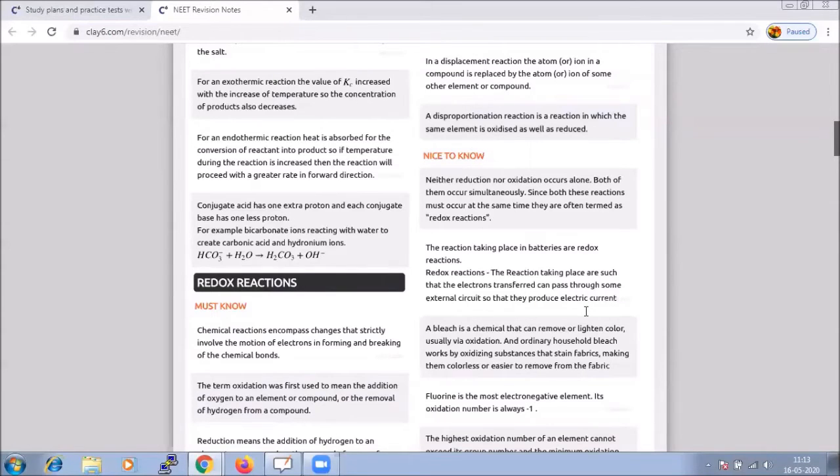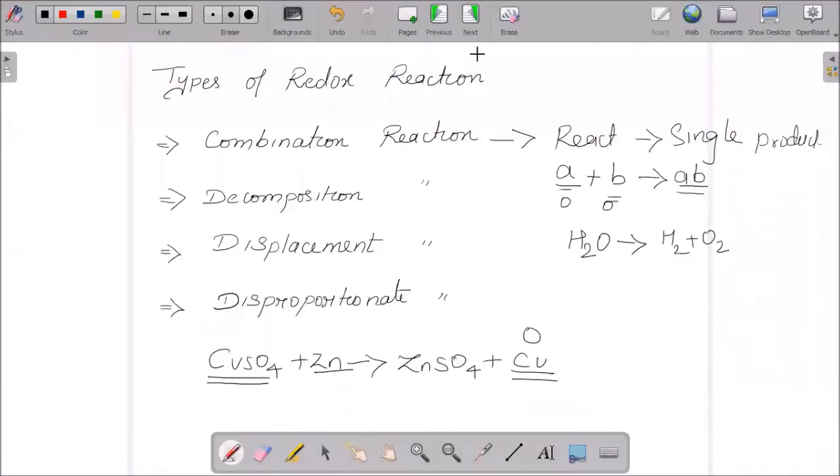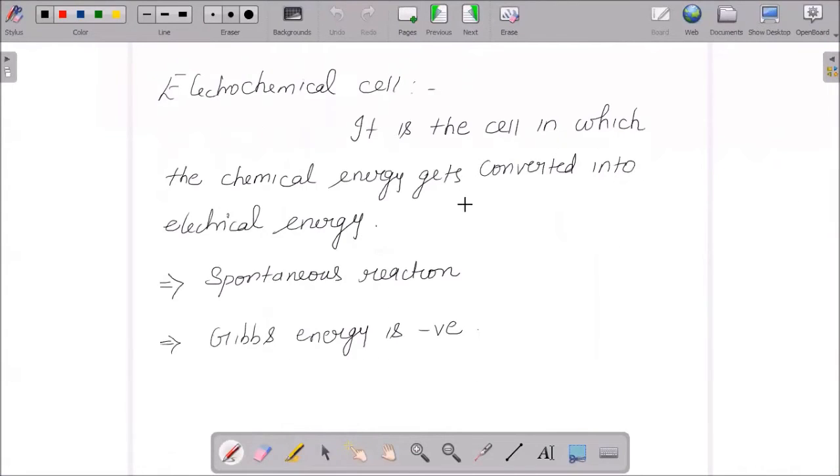That is why there are many examples which we can consider to be a redox reaction. Hence, it is important to know what an electrochemical cell is. What is an electrochemical cell? It is a cell in which the chemical energy gets converted into electrical energy.